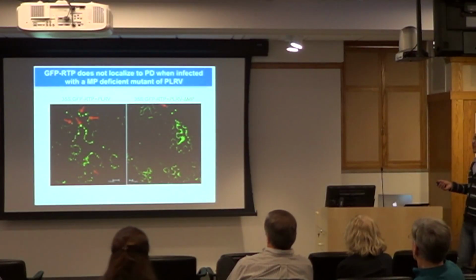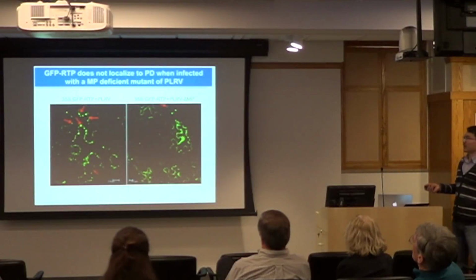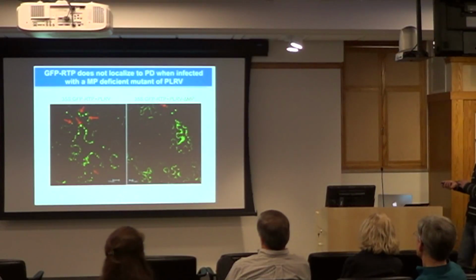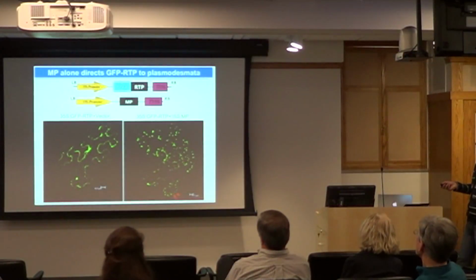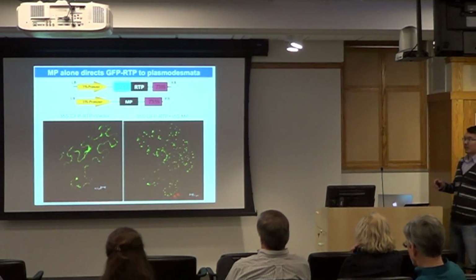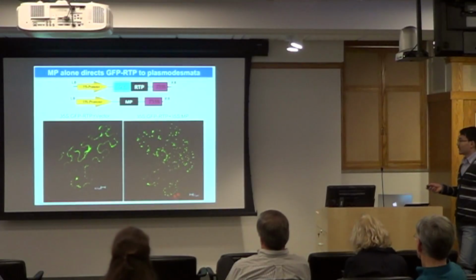Next, we want to know the mechanism of this process, how the MP brings the RTP to the plasmodesmata, whether there is a direct interaction between the two proteins, and then the MP drags the RTP to the plasmodesmata. So we also tested MP alone. When we express MP alone, it can direct the RTP to the plasmodesmata, indicating that MP alone can help RTP get to the plasmodesmata.